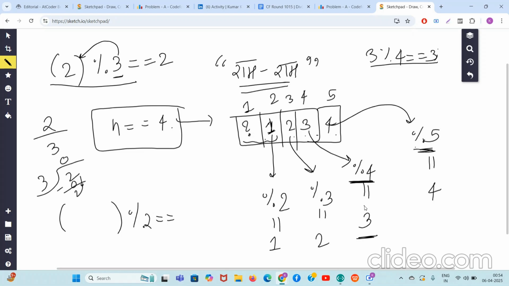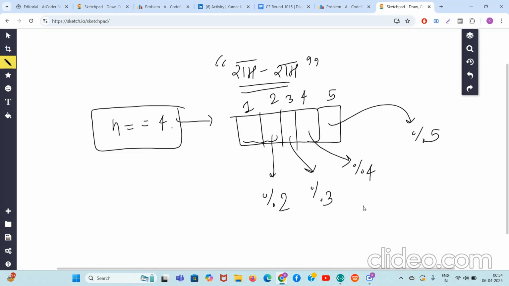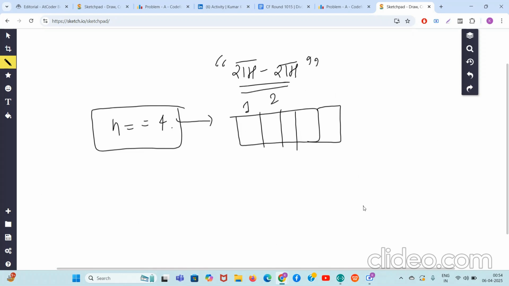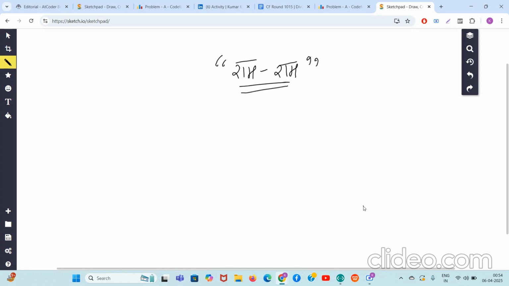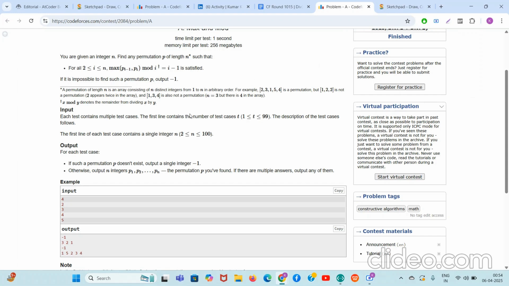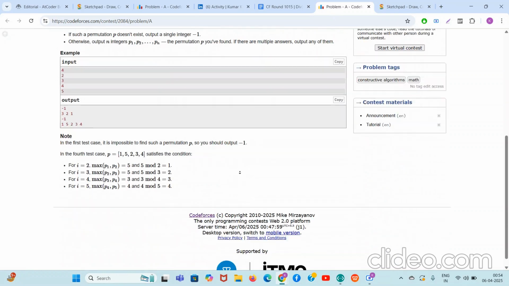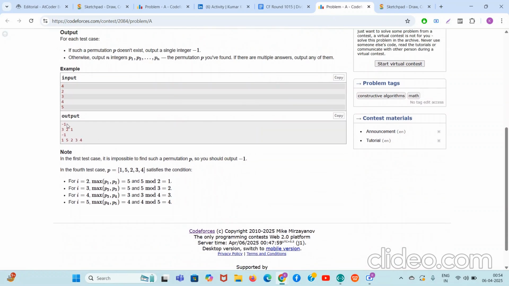So, this is a really satisfying and nice problem. If I give you any odd n, it will work. For even n, it will not work. That I leave it up to you to figure out. In the test cases, if you check it out, you can see in the test cases itself that for even n, they are saying -1 as the answer. N equal to 2, no answer possible. N equal to 4, no answer possible. It only works for odd n.